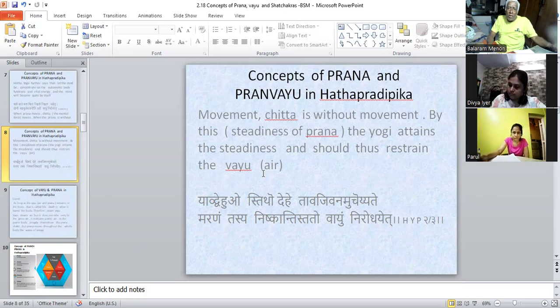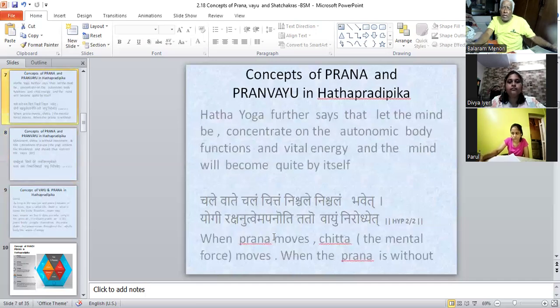So what gets eliminated? Chitta vrittis, as per Patanjali: chitta vritti nirodha iti yoga. Then the Hatha Pradipika says, when prana moves, the mind moves. Chale vate chale chittam nishchalam nishchalam bhavet, yogi sthanutvam apnoti tato vayu nirodhayet.